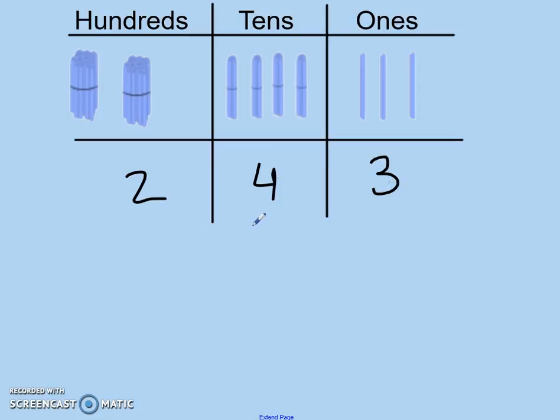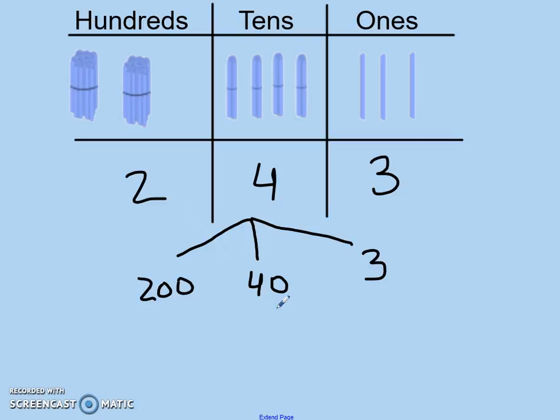Yesterday, we learned how to break a number into a number bond. If I use a number bond to break my number into its values, I have 200, which is 100, 200, 4 tens, which is 10, 20, 30, 40, and 3 ones, which is 1, 2, 3. So my number broken up into a number bond is 240 and 3.